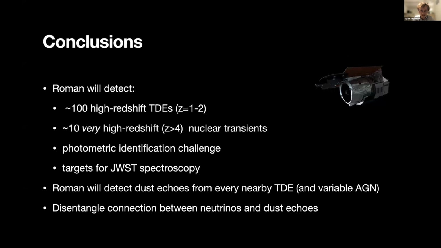And then Roman is sensitive enough to detect these dust echoes from all nearby TDEs. So we just have to make sure to find as many as possible. And then using these observations, we can start to disentangle this connection between seeing neutrinos from galaxies with these large dust echoes. So I'll stop there, and thanks for listening.